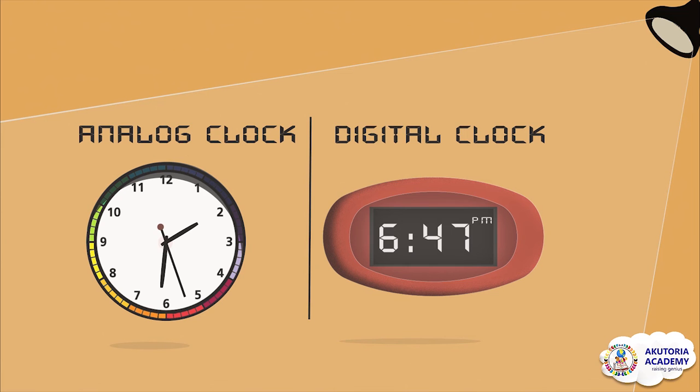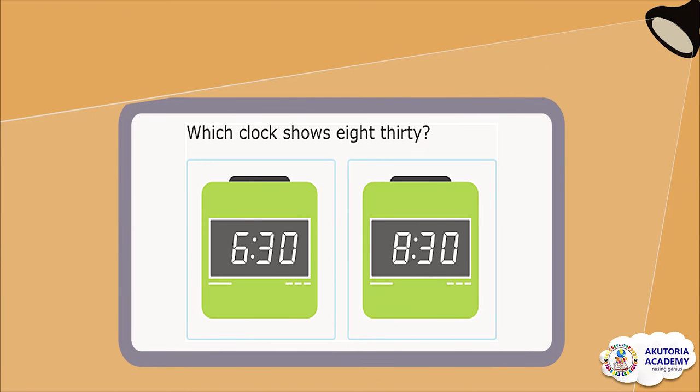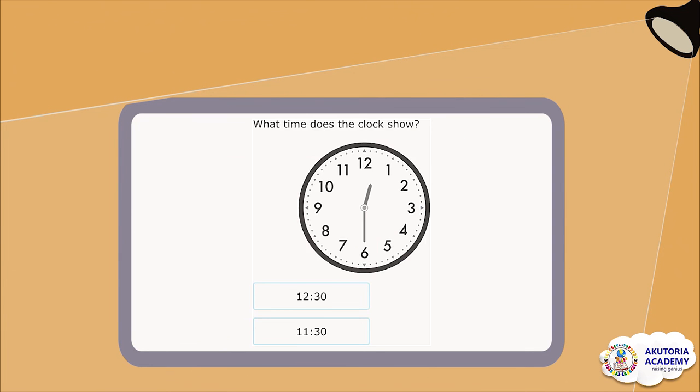Now let's learn to say the time on an analog clock and on a digital clock. Which clock shows 8:30? The digital clock at the right hand side shows 8:30. What time does the clock show? 12:30 is the time being displayed on the analog clock. The hour pointer is slightly past 12 because it's moving towards 1, and the minute counter is on 6.